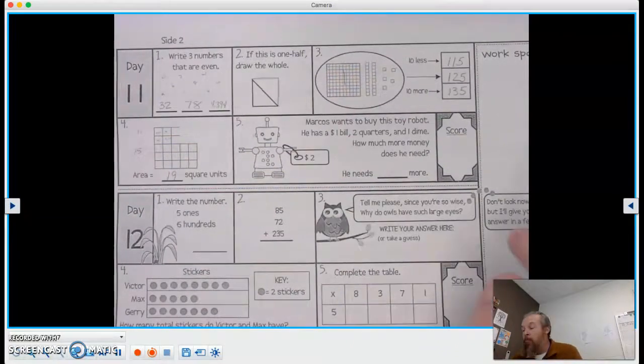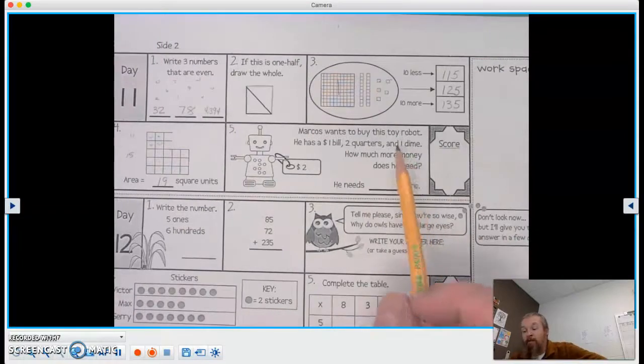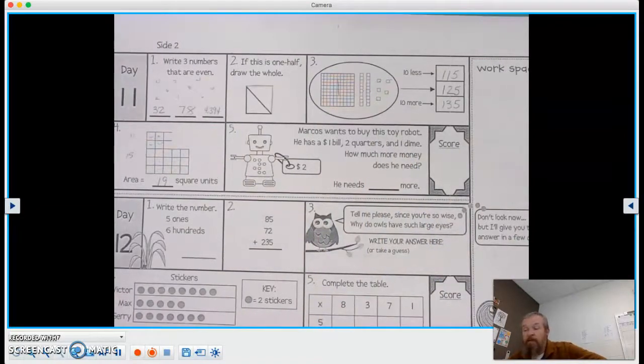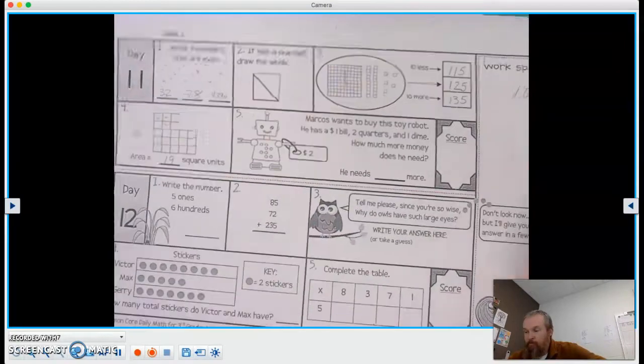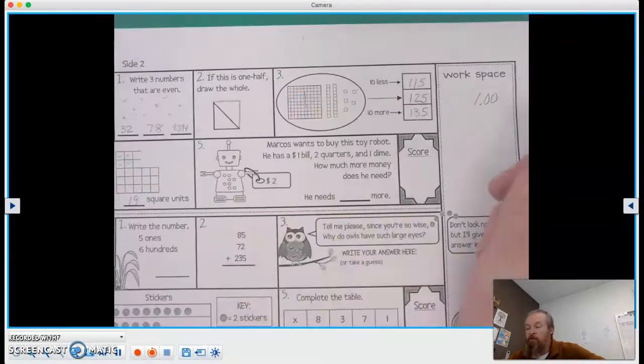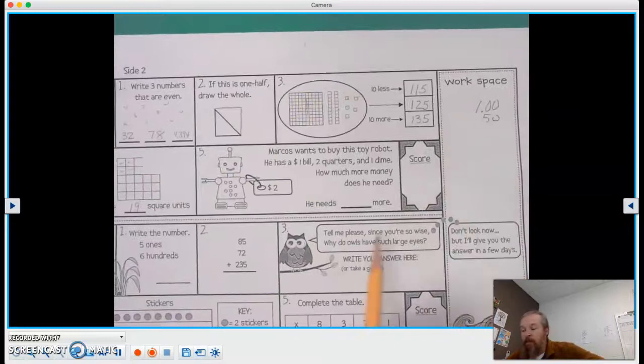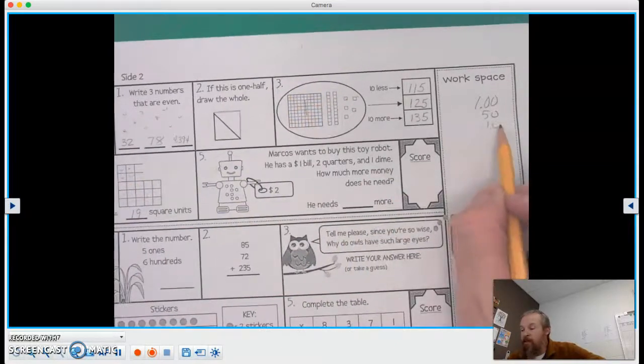Okay. Marcus wants to buy this toy robot. He has $1 bill. He has 2 quarters and 1 dime. How much more does he need? Well, I'm guessing that means he doesn't have enough, right? So he needs $2. He has $1. And he has 2 quarters, which is 50 cents. And he has 1 dime, which is 10 cents.